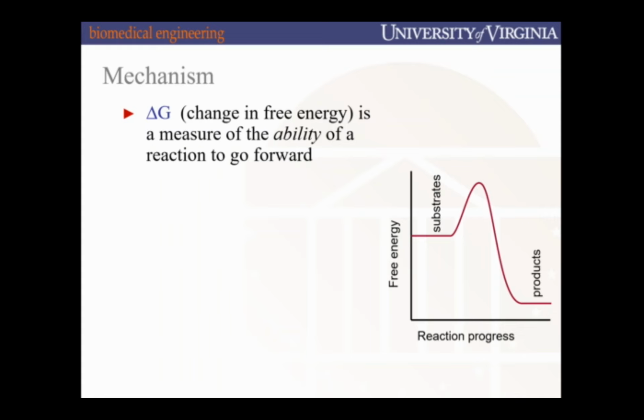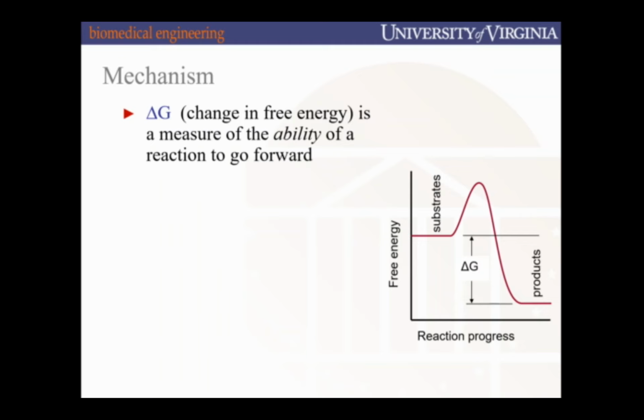We can use the Gibbs free energy to track the progress of a reaction from substrates to products, as shown on the right. On the y-axis, we have free energy, and the x-axis shows the course of the reaction, starting with substrates and going to products. Altogether, this plot shows us how the free energy changes over the course of the reaction. The difference between the free energy of the substrates and the products is the delta G for this reaction. As long as delta G is negative, this reaction is thermodynamically favorable and will occur spontaneously.